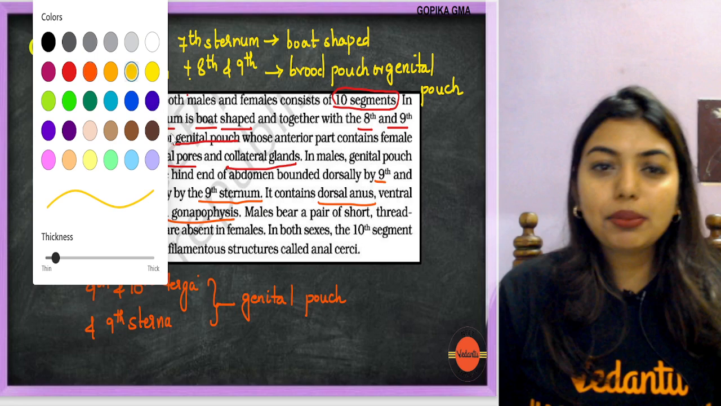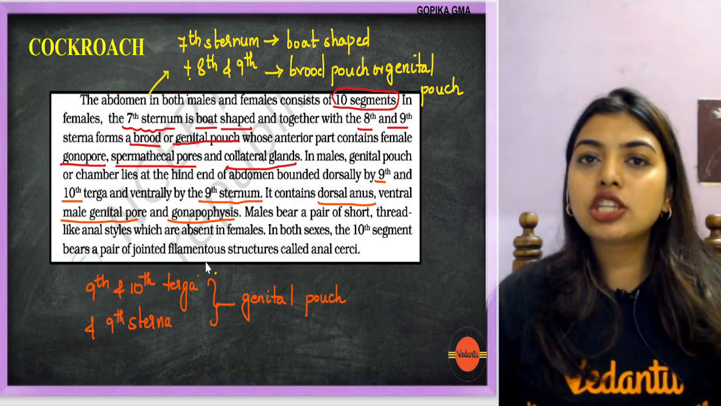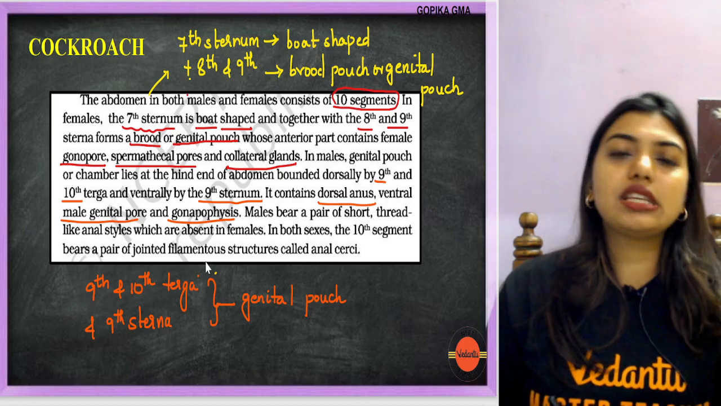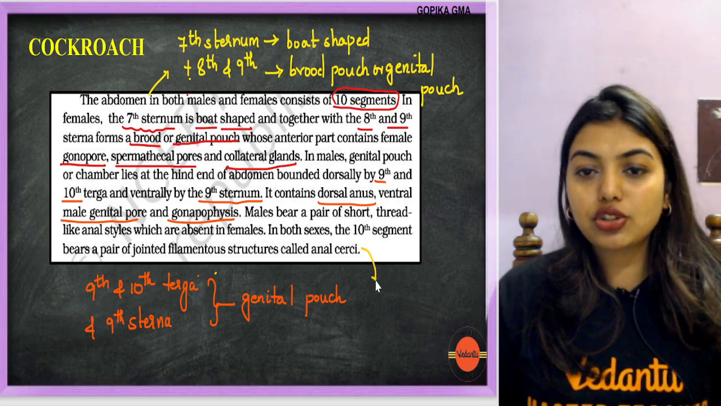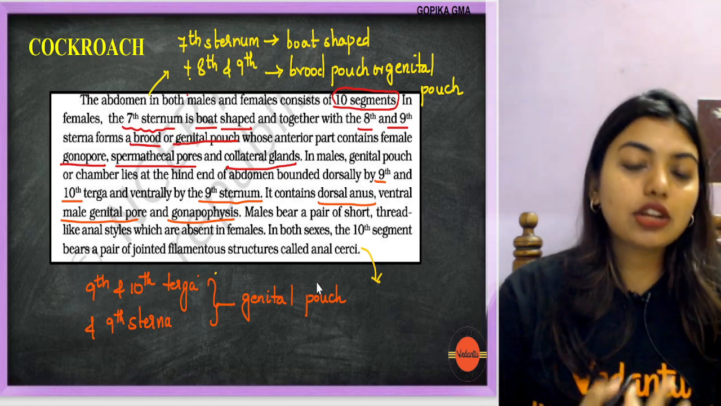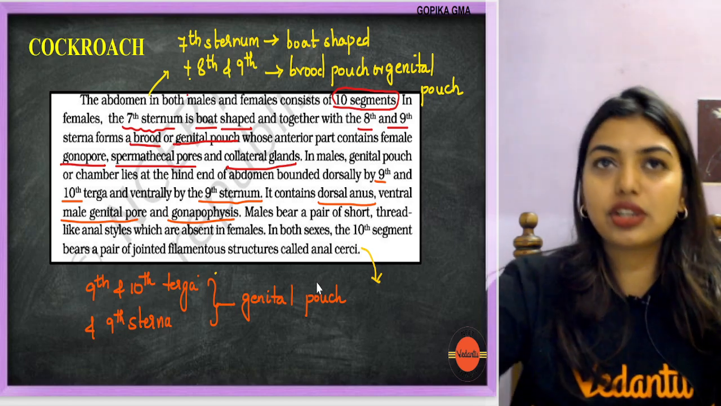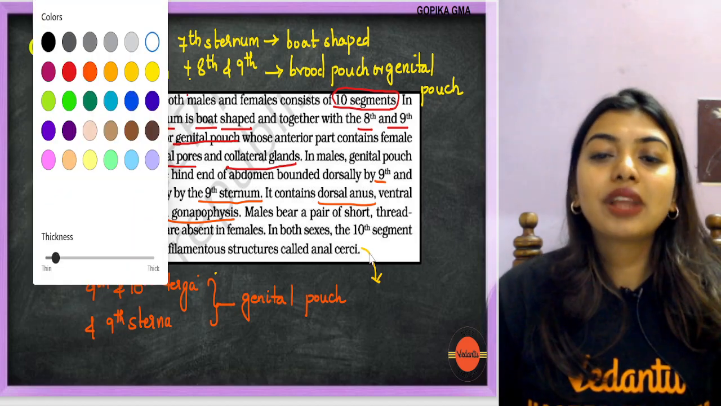Now males bear a pair of short thread-like, very important, anal style. Students, all of you know males show style. Especially when they see females, they'll show more style. Have you seen these boys who race the bike when they see females? Like that only, you remember. Even cockroaches. Women may also do style, but they do it for themselves, while boys do it for the girls. My god, this might become controversial. I'm just joking.